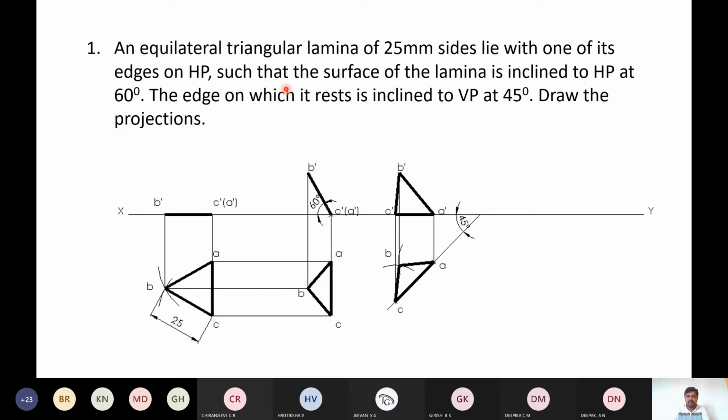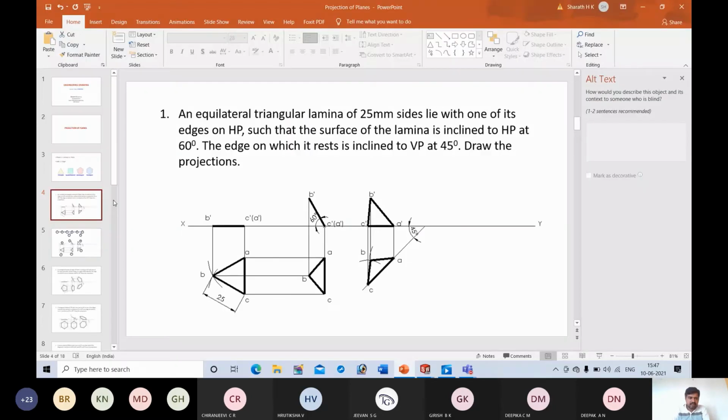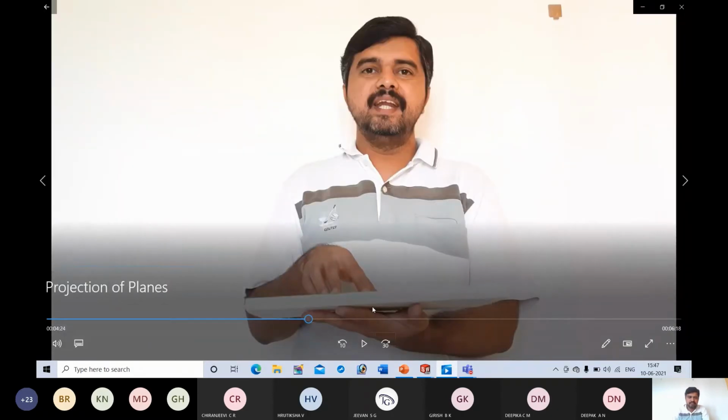So if it is resting on VP, inclination with respect to VP will be the lamina inclination. Then inclination with respect to HP will depend on one of the sides or one of the medians, whichever is given in the problem. Here it is resting on HP, so next, inclination with respect to HP is 60 degrees. So first we are going to consider this inclination. Next we are going to satisfy the last condition. With the help of video I will explain. Later I will share this video.